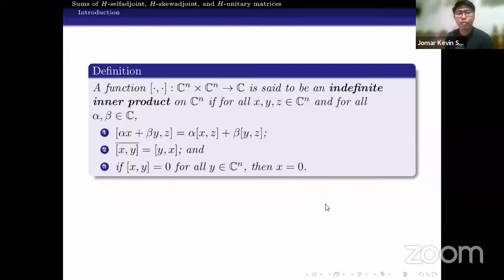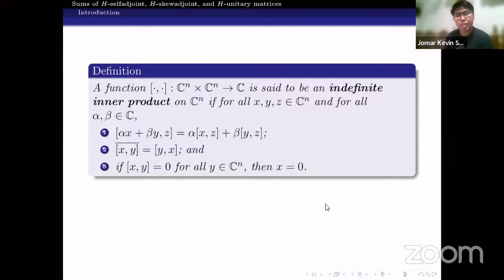Okay, so we start with the following definition of an indefinite inner product. A function from Cn cross Cn to C is said to be an indefinite inner product on Cn if the following conditions are satisfied. First, the function should be linear on the first component. The second property is what we call the Hermitian property. And the third one is what we call the non-degeneracy property.